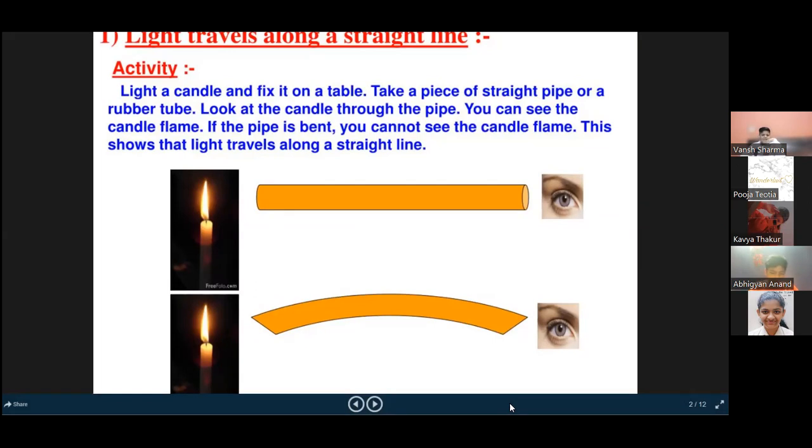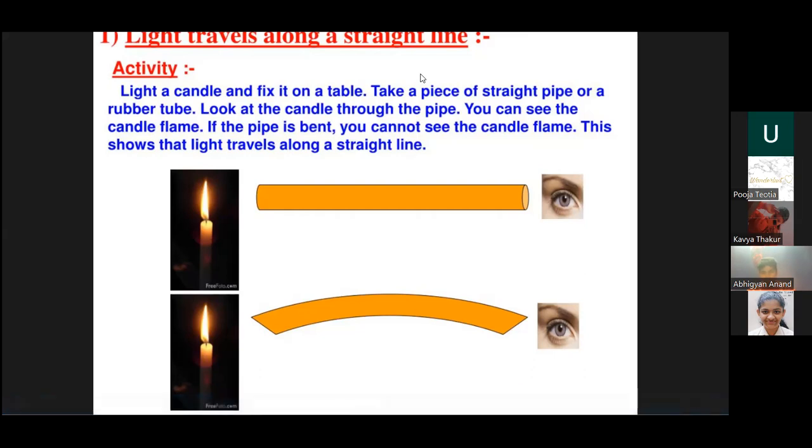So there is a simple activity which shows that light travels in a straight line. The girl is able to see light when the pipe or the straw is straight. If she bends the pipe, she is not able to see the light of the candle. What is the reason? Here we have two cases. In one case, she is able to see the candle light. In the second case, she is not. What's the reason?